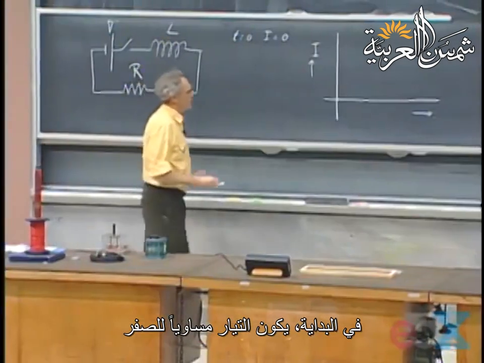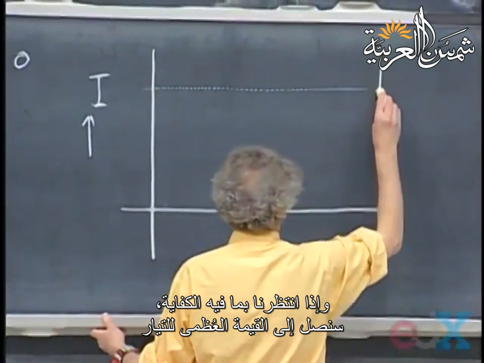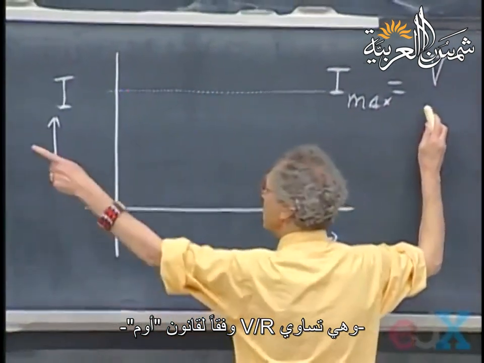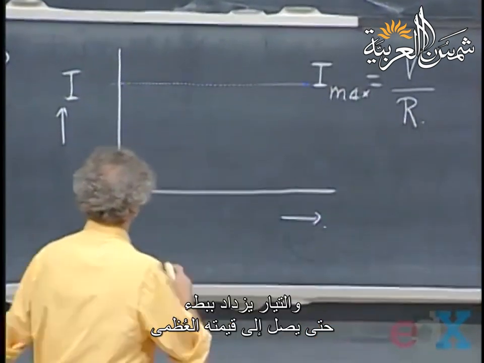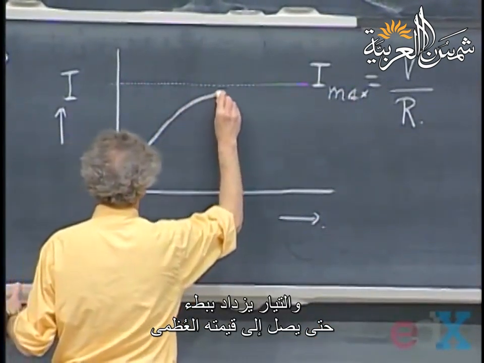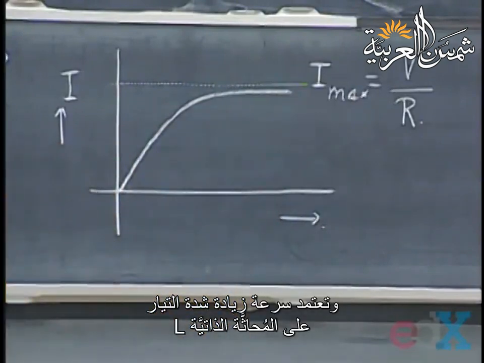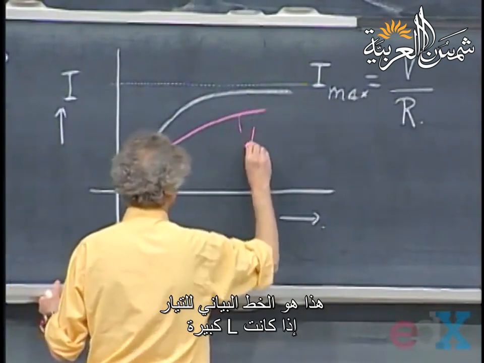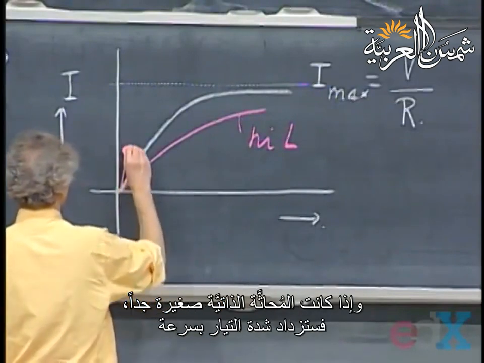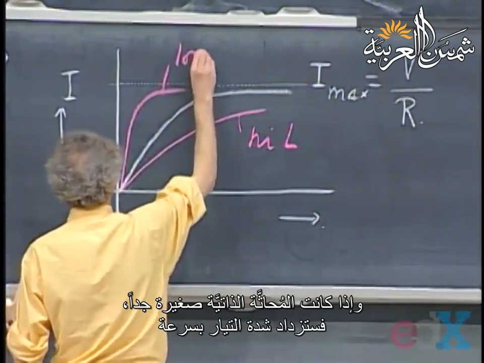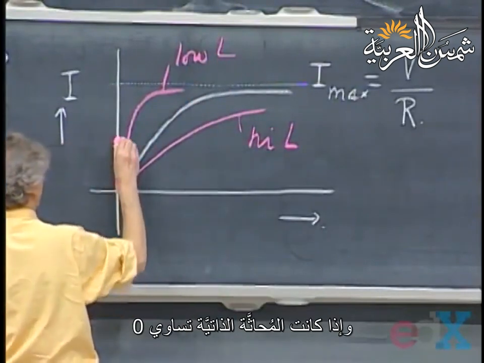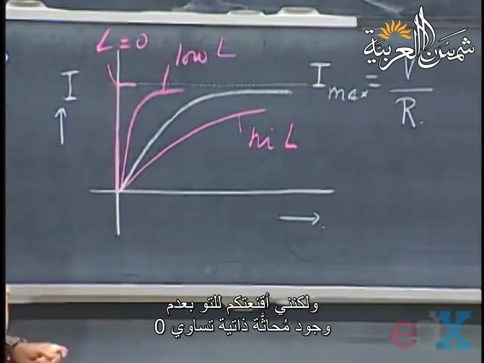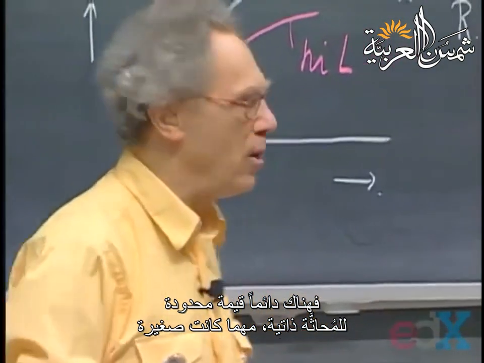You start out with 0, and then ultimately, if you wait long enough, you reach a maximum current, which is given by Ohm's law, which is simply V divided by R. And you slowly approach that value. And how slowly depends on the value of the self-inductance. If the self-inductance is very high, it might climb up like this, so this is a high value for L. If the self-inductance is very low, that is a low value for L. If the self-inductance were 0, it would come up instantaneously. But I just convinced you that there is no such thing as zero self-inductance. There's always something finite, no matter how small.